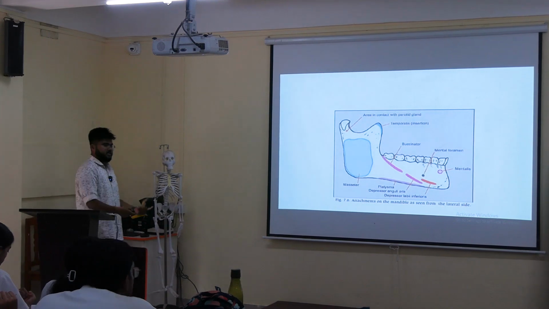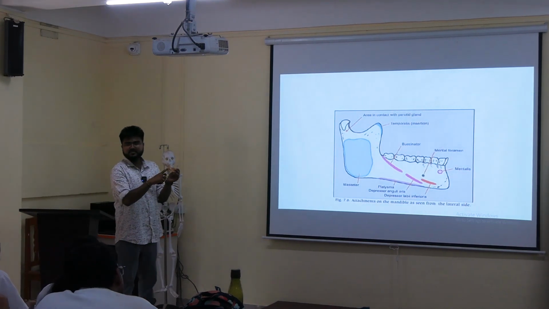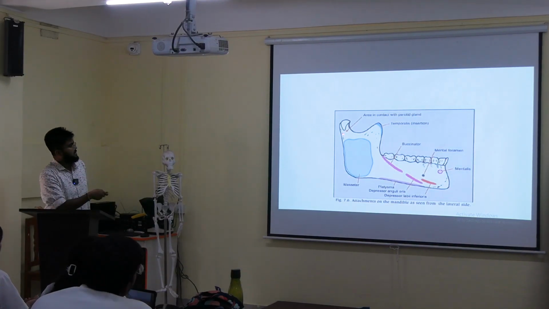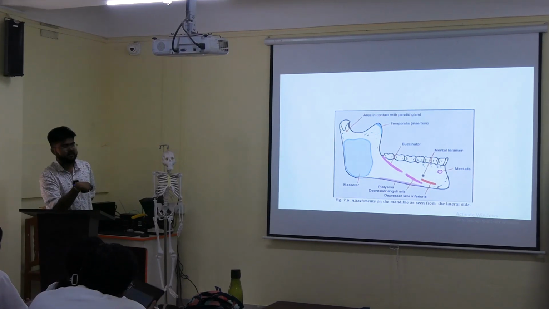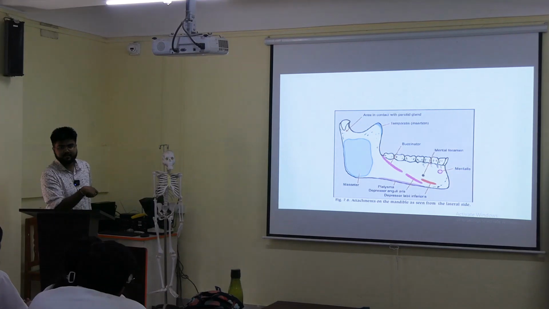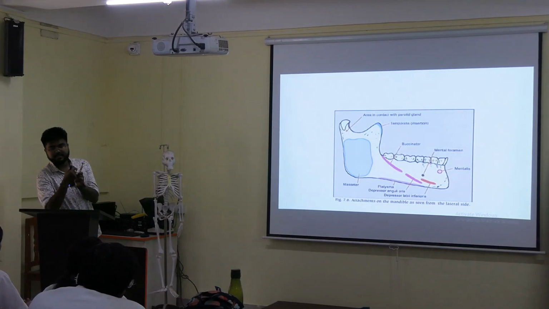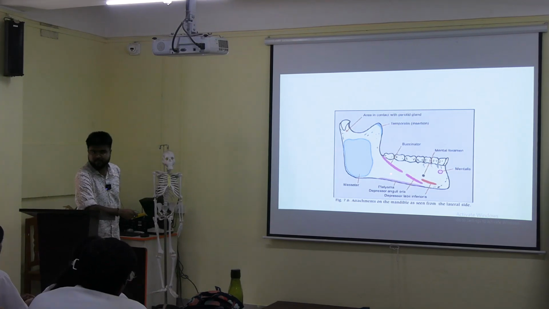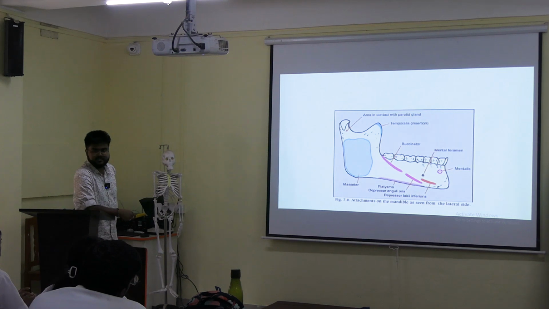Now the muscle attachments. On the external surface, mainly here you can see the masseter muscle is attached, except this part. Why? Because here the parotid gland is related. And this is the temporalis muscle, mainly on the coronoid process. Here the temporalis is attached, and the buccinator is attached mainly on this line, called the oblique line. This is the mental foramen, and here the mentalis muscle is attached.